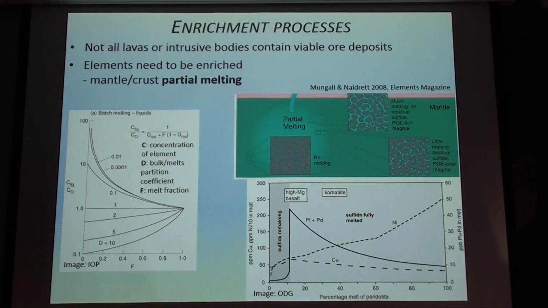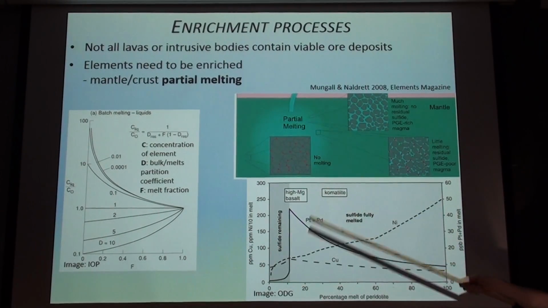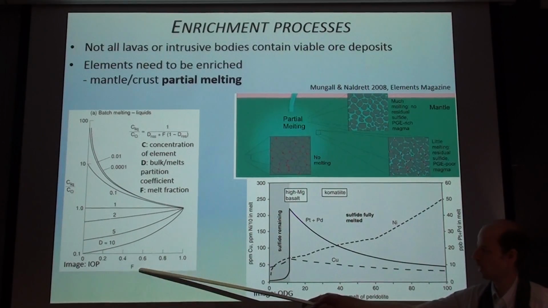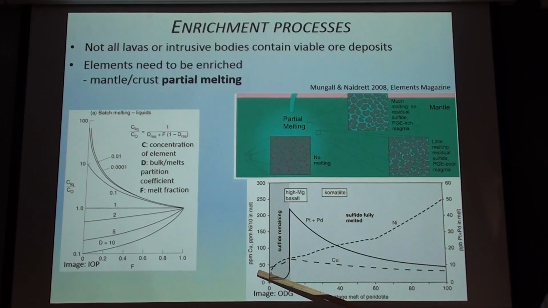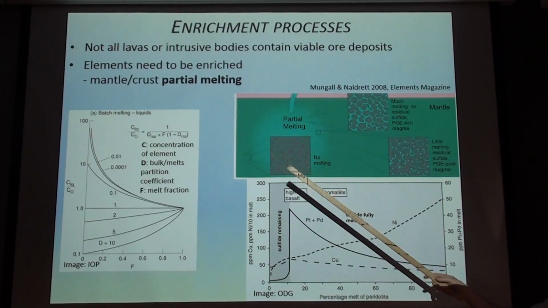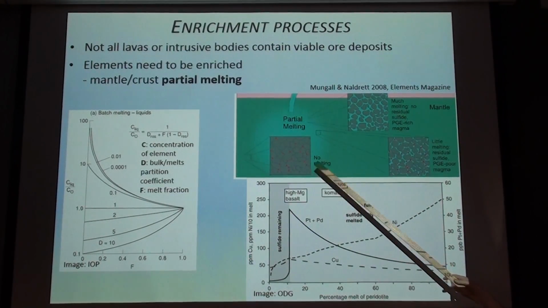Another way of looking at it is on this graph, which links to this image here. Here we have, again, percentage melting of peridotite, which would be basically F. And here we've got the concentration of selected elements. And you can see from these curves that platinum and palladium, for instance, are PGEs. They like to remain in sulfides. So this is the beginning, no melting.